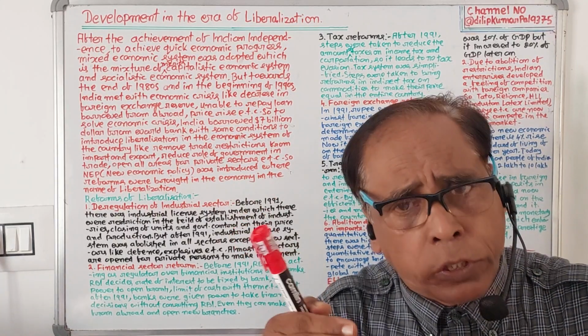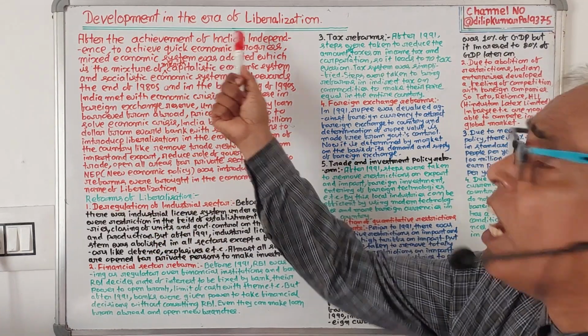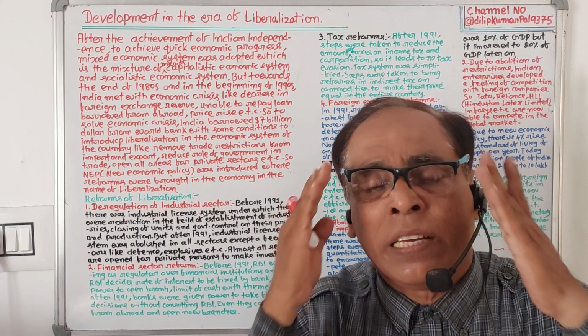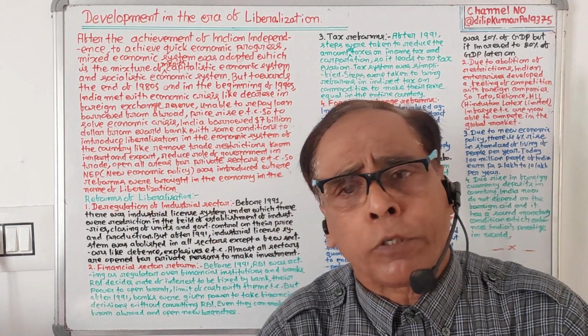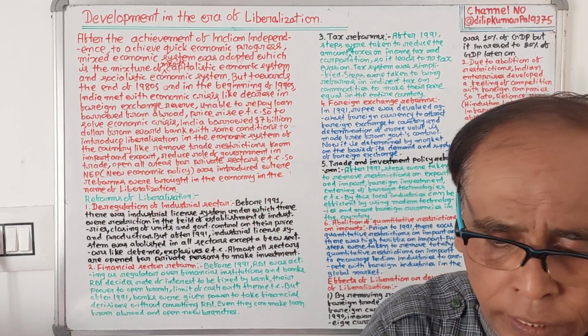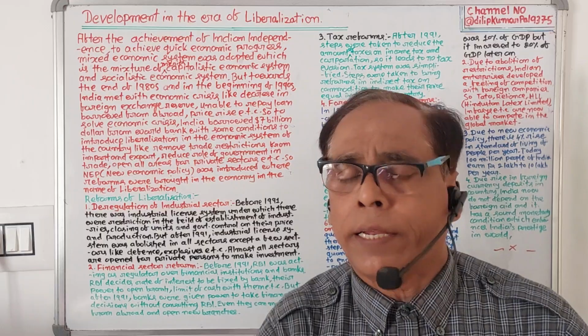Dilip Kumar Pal stands before you with a topic, Development in the Era of Liberalization. It is found in +3 5th semester DSE paper 2, and the name of the paper is Development Process and Social Movements in Contemporary India.